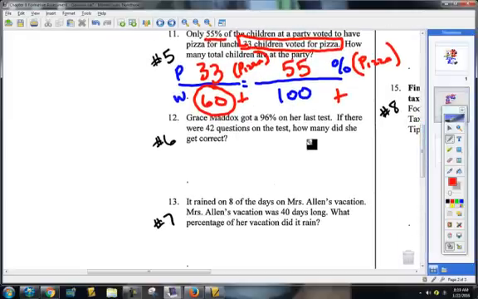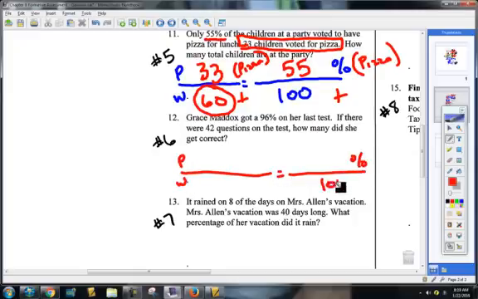Okay, Grace got a 96% on her last test. Good job, Grace. I'm going to do my percent proportion once again. If you didn't have it, it's wrong. So we've got part to whole equals percent over 100. She got a 96%, so I'm going to go ahead and put that percent right there.